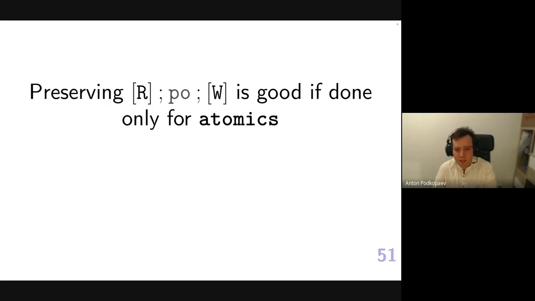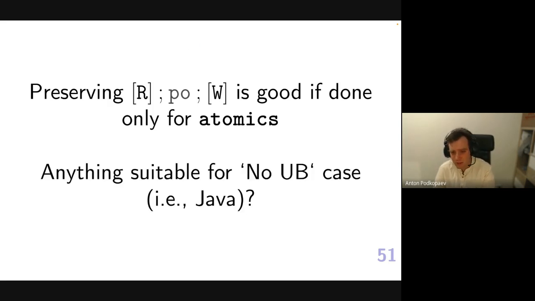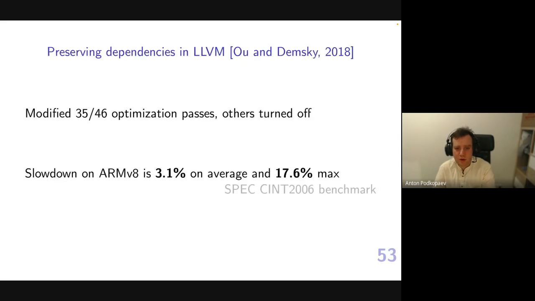So as I already said, preserving program order between reads and writes is good if you do it only for atomics. So what about the case of Java? For Java, similar testing shows that it would be a bit more expensive, and it would lead to a 3.1% slowdown on average and 17% slowdown at max. So it's still quite modest and means that the solution could be applicable even for languages like Java.